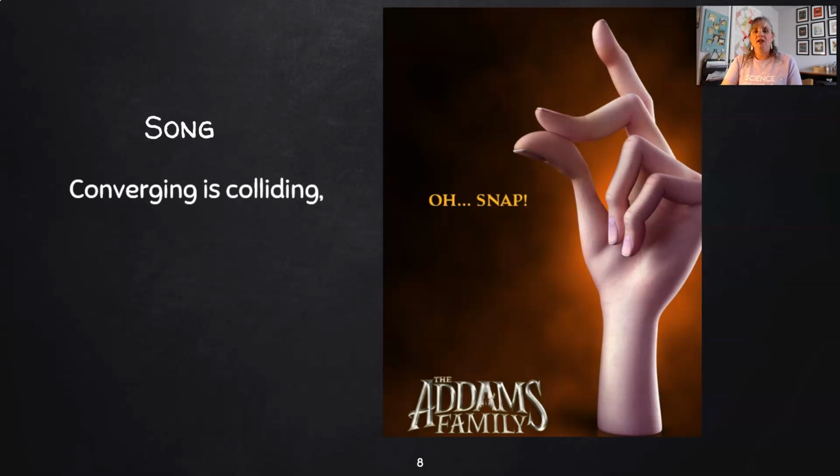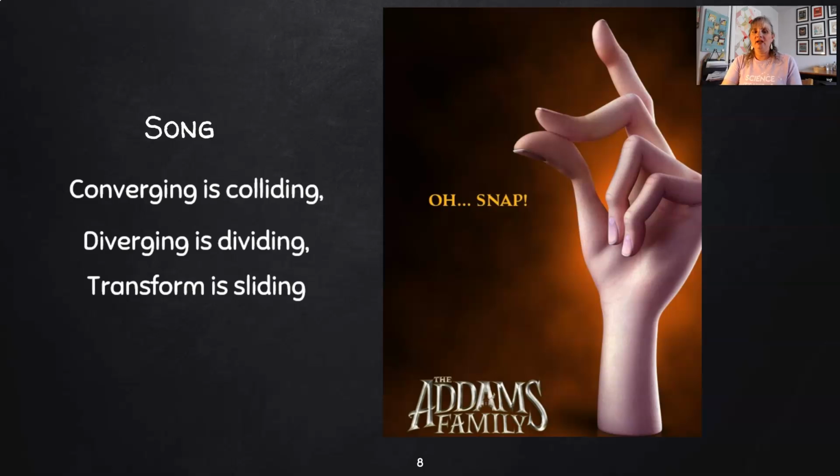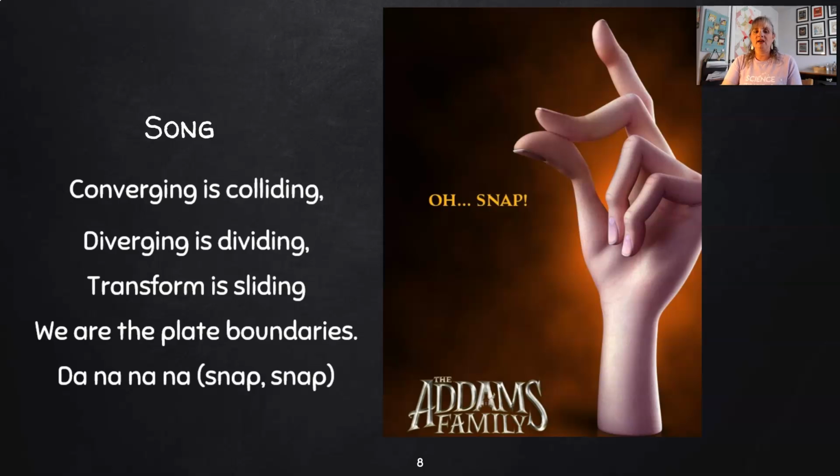Converging is colliding, diverging is dividing, transform is sliding, we are the plate boundaries.